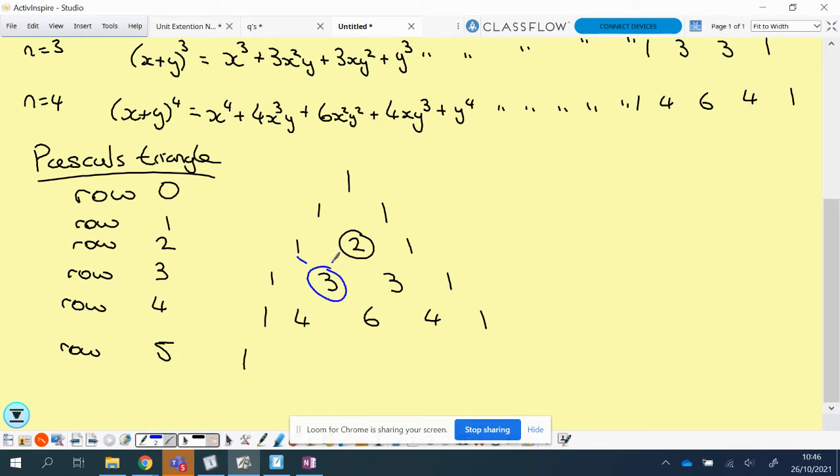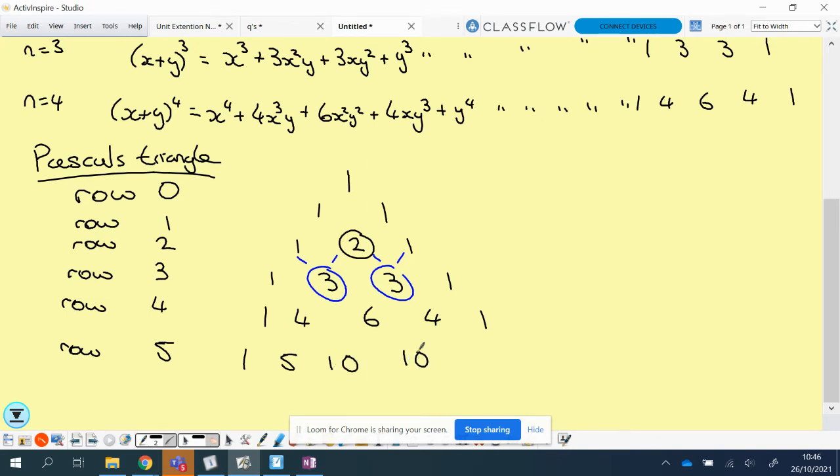To find that 3, I would have added the 1 and the 2 together. Same with this 3 over here, I'd add those 2 and that one there, that would give me 3 there. Okay? So the numbers above it add to give you what the number below would be. So if I go to what row 5 would be, the number in between 1 and 4 would be a 5. The number between 4 and 6 would be a 10.